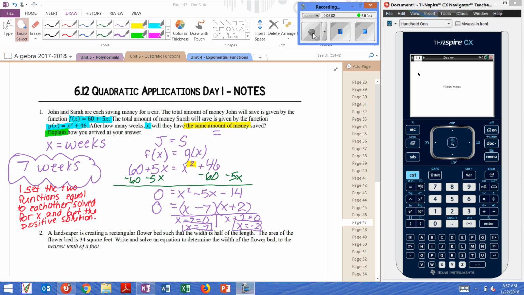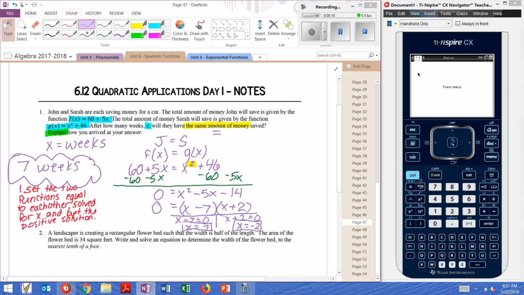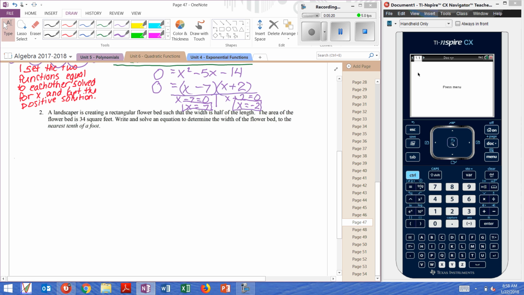So in red is my explanation. I set the two functions equal to each other, solved for x, and kept the positive solution. So we just need to explain, we want to talk about our process on how we got our answer, and that is exactly what they're looking for with an explanation.